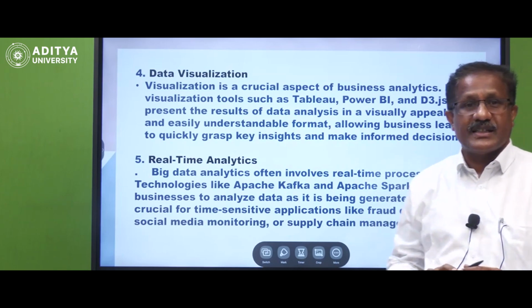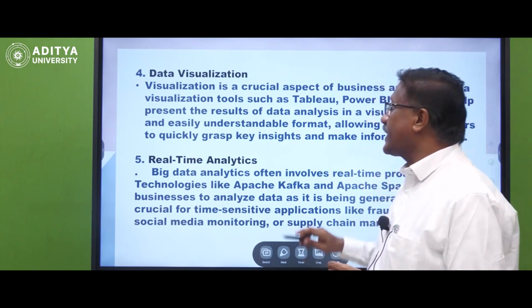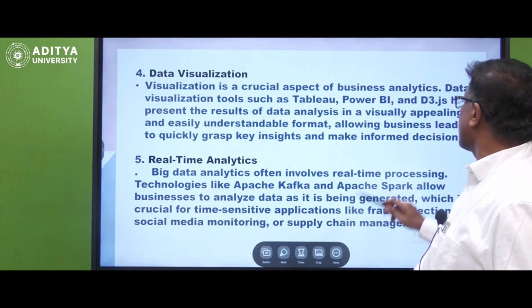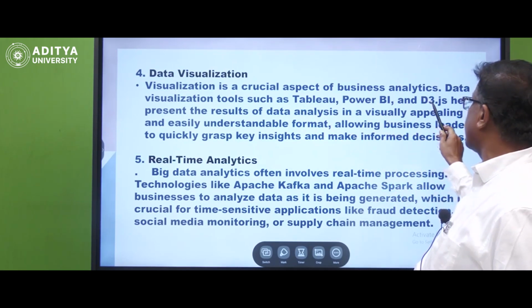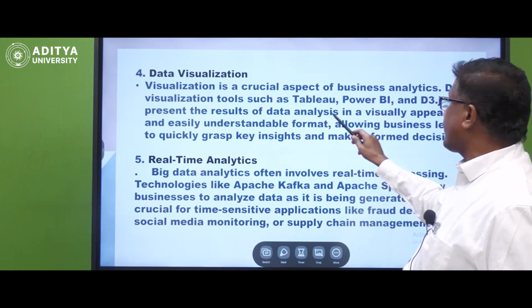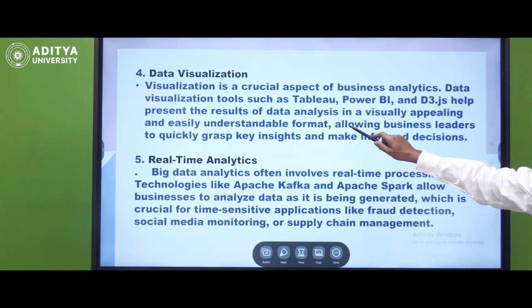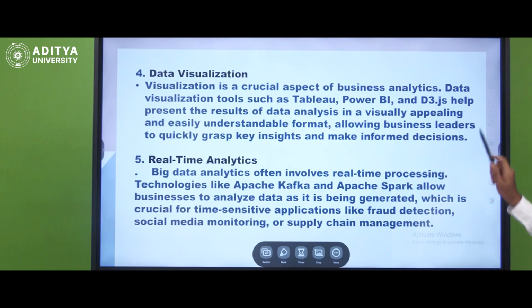And the 4th one is data visualization. What do you mean by visualization? Here, visualization is a crucial aspect of business analytics. Data visualization tools such as Tableau, Power BI and D3 help to present the data analysis in a visually appealing and easily understandable format, allowing business leaders to quickly grasp the key insight and make informed decisions.